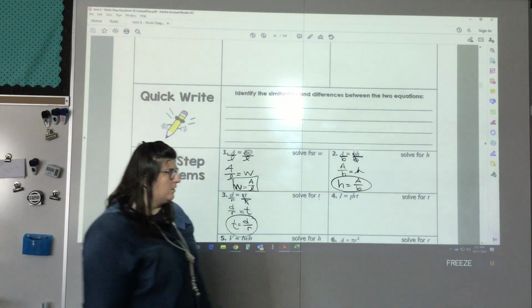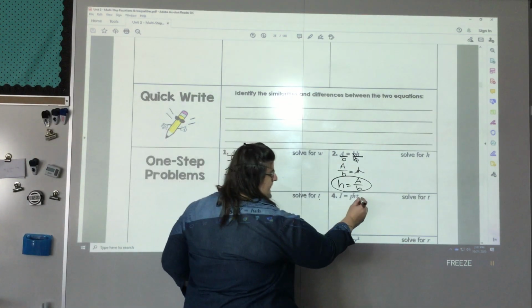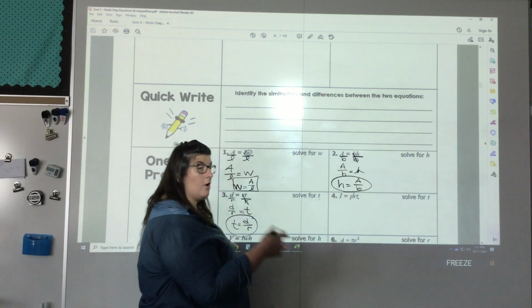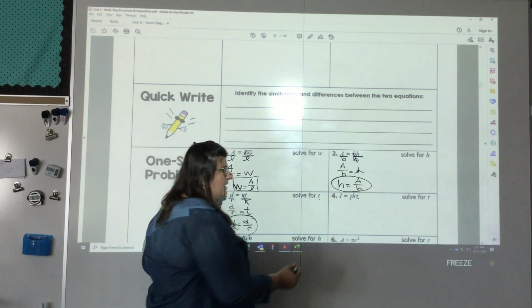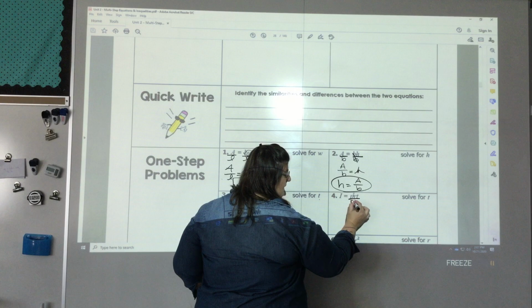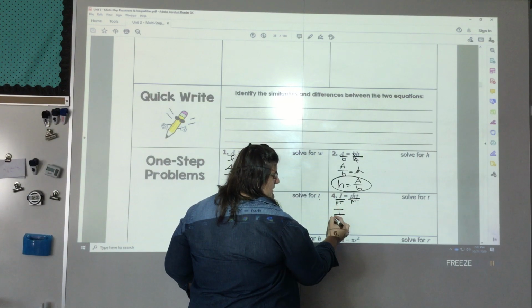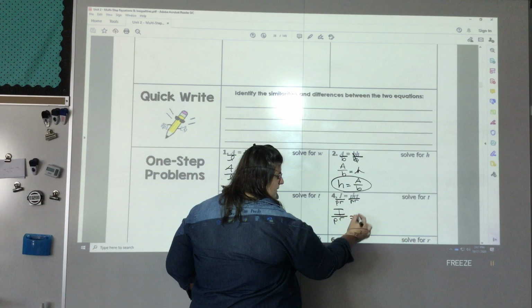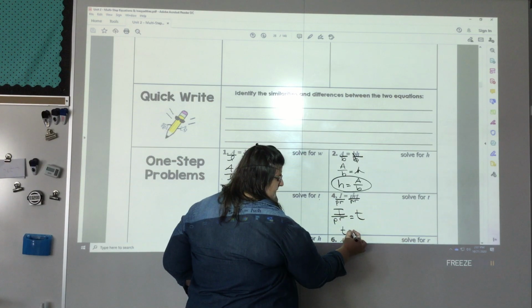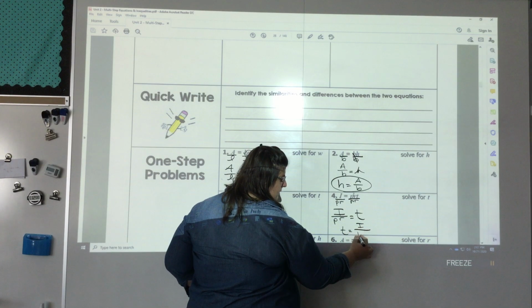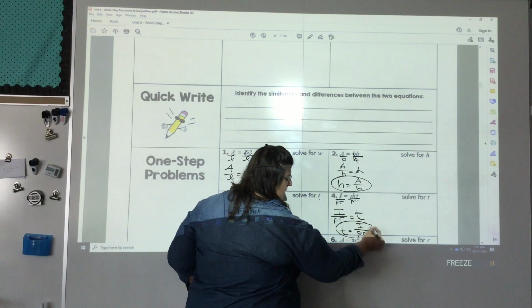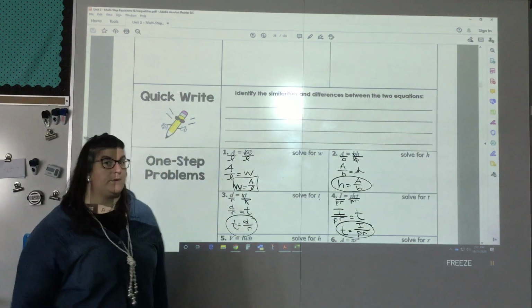Looking at number 4, we have to solve for t. Well, p and r are all multiplying. I can divide by them at the same time. Divide by pr, divide by pr, I over pr equals t. Symmetric property again. T equals I over pr.